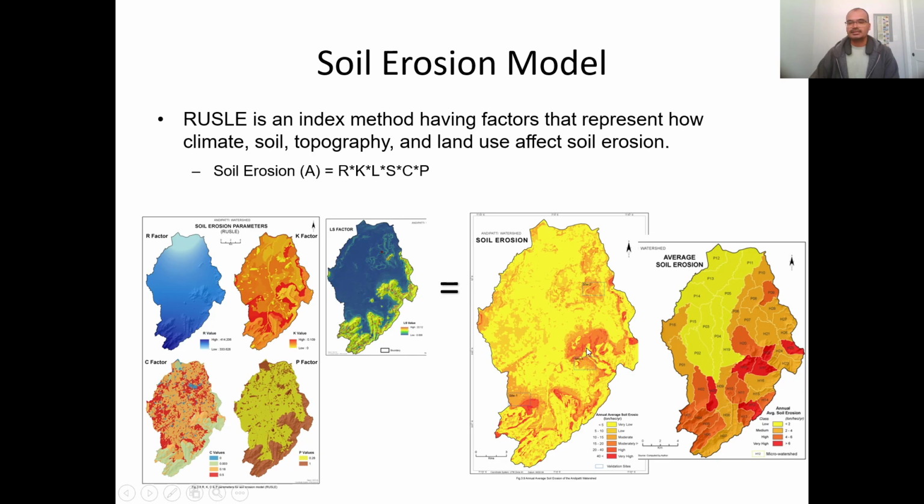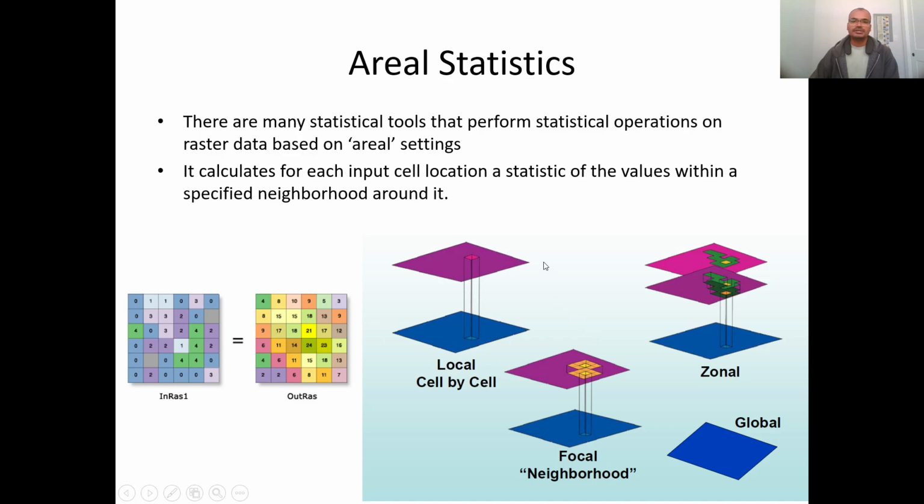And these information classes can also be reclassified and can also be attached or extracted with vector or tables, and you can use it for further analysis, for which the areal statistics are widely used for many statistical operations. It is very powerful because it works based on the areal settings. You can extract the cell by cell information. You can extract information based on the neighborhood function.